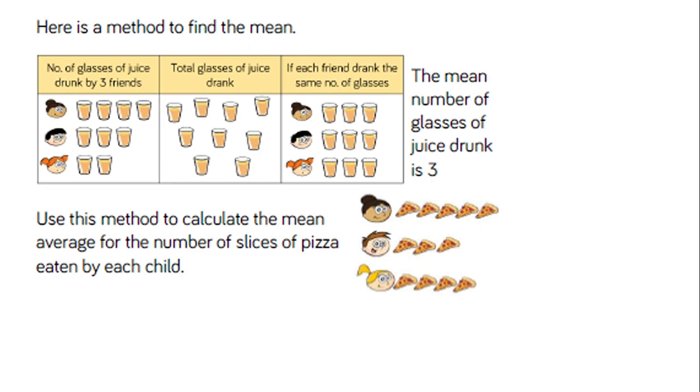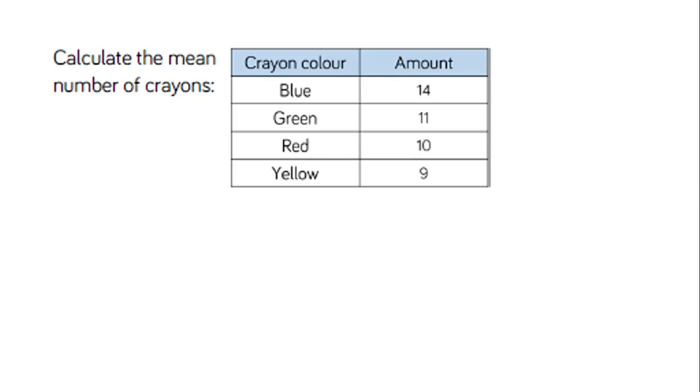Hopefully you realised that all of those slices of pizza together made 12. Then you just needed to share that 12 between the 3 children, and they each got 4 slices of pizza each. Next question. Calculate the mean number of crayons. You want to orientate yourself with the information in the table and go about working out the mean. Have a go now, please.